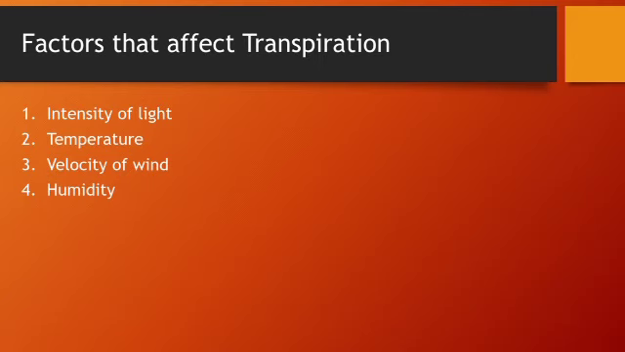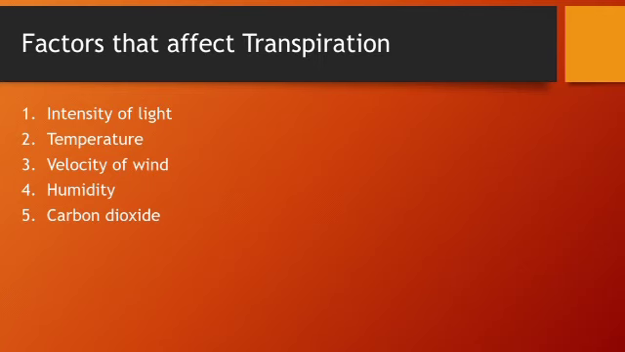Next comes humidity. If humidity is more, the transpiration rate will be less. Why? Because humidity means presence of moisture in the air. If moisture is already present in the air, then the atmosphere won't take more water vapor from the plants. So if humidity is more, transpiration will be less, and if humidity is less, the transpiration rate will be more.